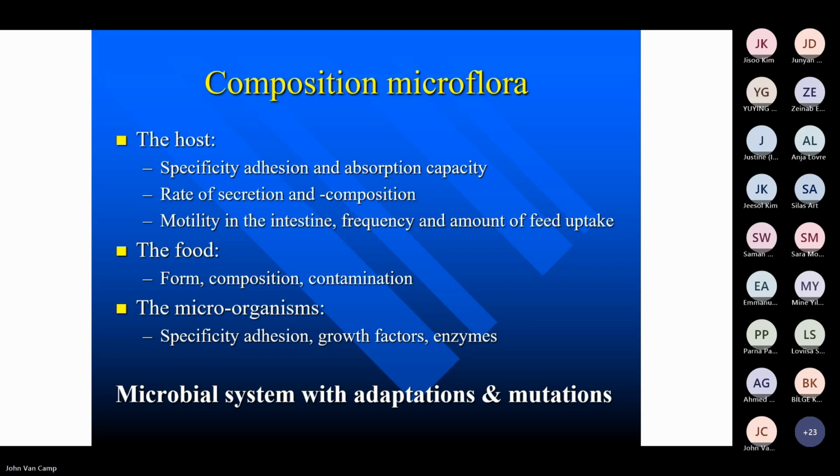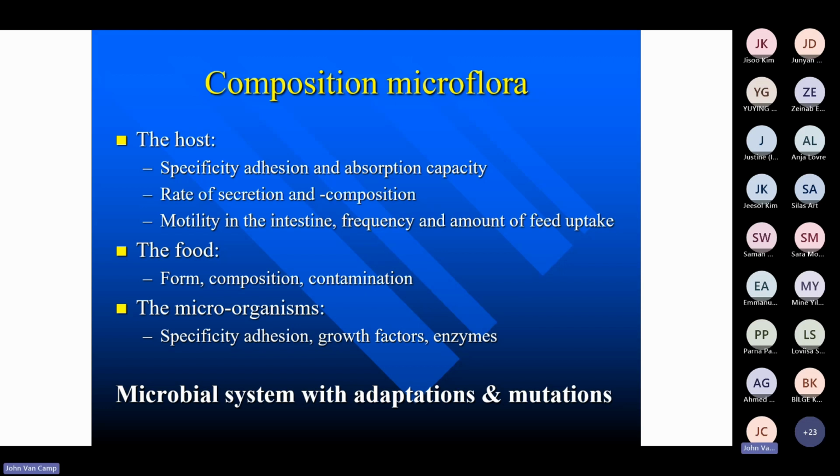The second is the rate of secretion and the composition of everything that is secreted from the intestine. This also determines to some extent the composition of the microbiota, because the mucus layers and all the different compounds that we are releasing from the host is host specific. So there are slight differences from person to person, and this could also change the overall composition of the microbiota.